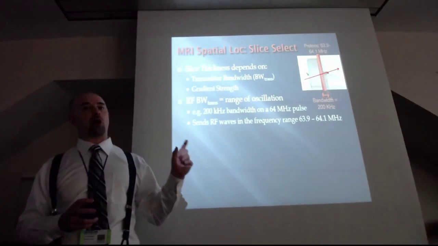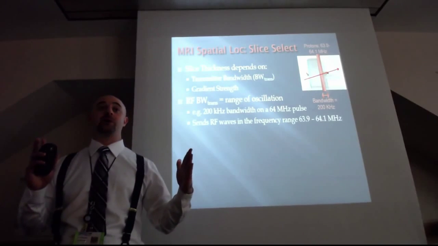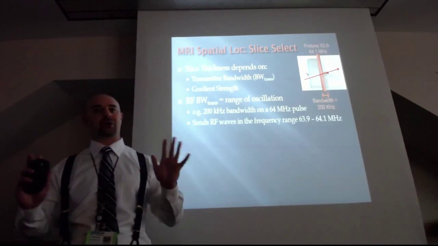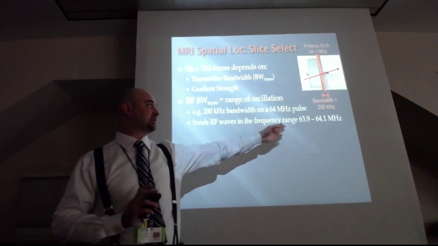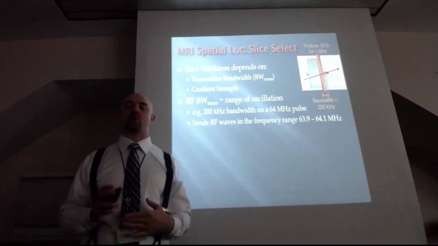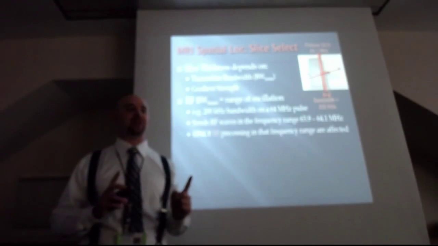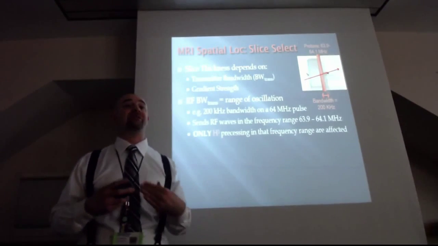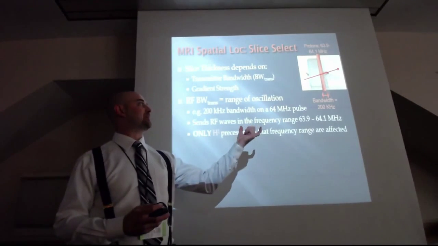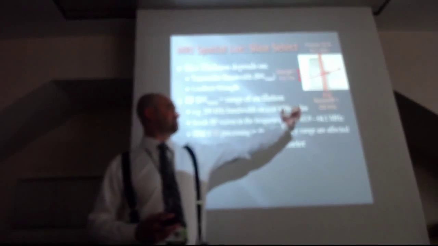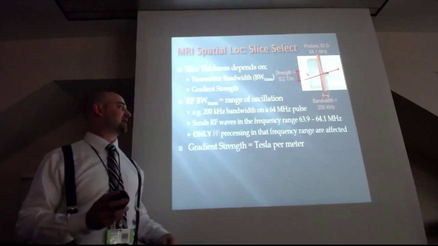So if we send out an RF pulse with a 200 kilohertz bandwidth around a 64 megahertz carrier frequency, I'm saying a lot of words, I know. Basically, that means we're sending RF waves in a continuous range from 63.9 to 64.1 megahertz. Okay, so that means that only protons that are precessing in that range of frequencies are going to be affected by the RF pulse. Well, now you see, if there's a range, that's why we have a slice thickness, right? It's whatever that band of frequencies is that's set up by the gradient that gets excited, okay?